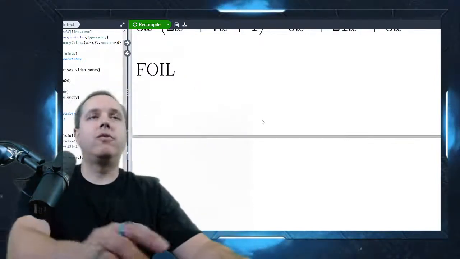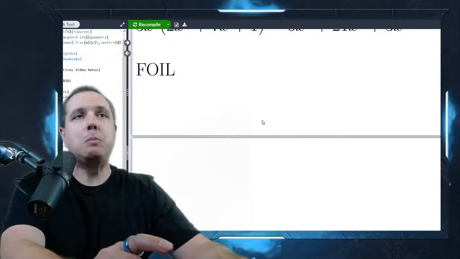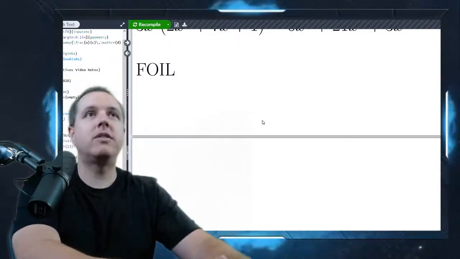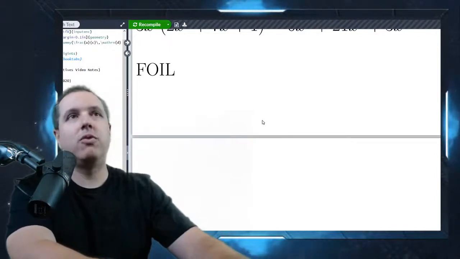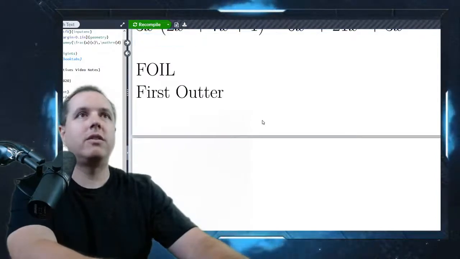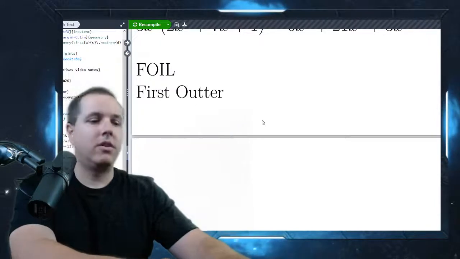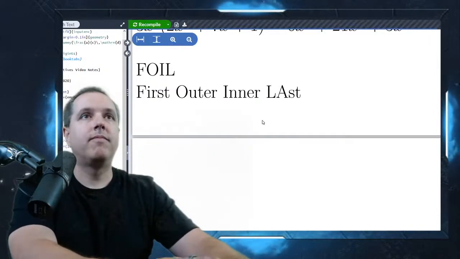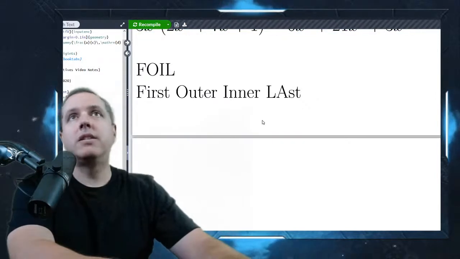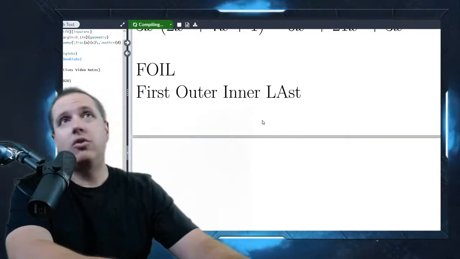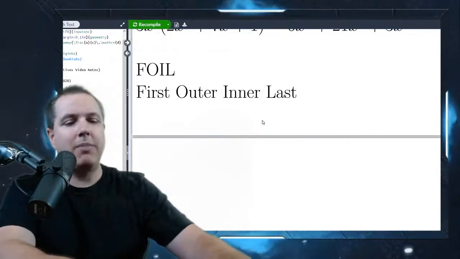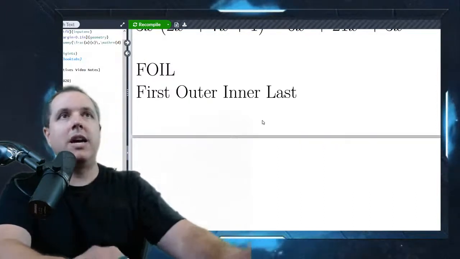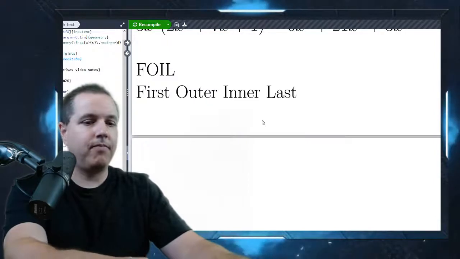Okay, so first, outer, inner, last. We can write it: first, outer, inner, last. Right? It's literally just telling you to do your 4 multiplications. But for what type of problem? It's specifically for a binomial times a binomial.